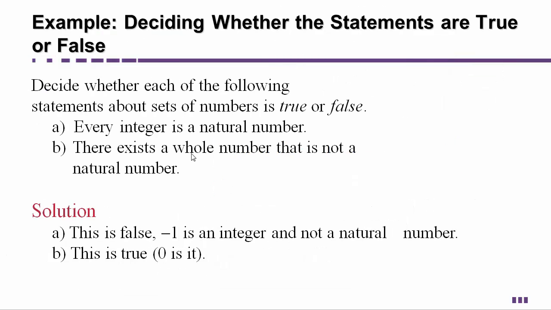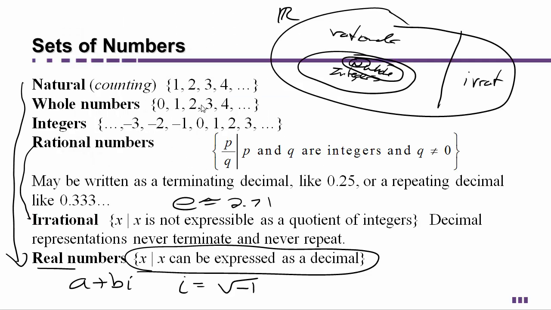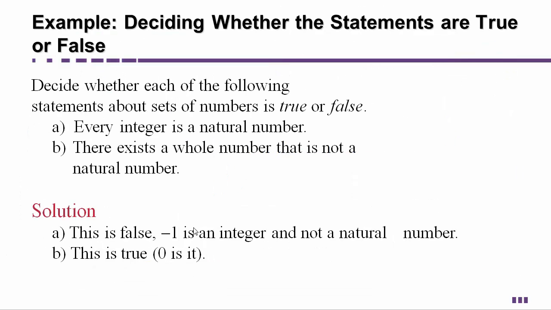And then there exists a whole number that is not a natural number. So do we have a whole number here that is not a natural number? And hopefully you're all saying yes, because we have 0, right? This is true because 0 is a whole number that is not a natural number. And that's it, guys. That's our introduction to statements and quantifiers.